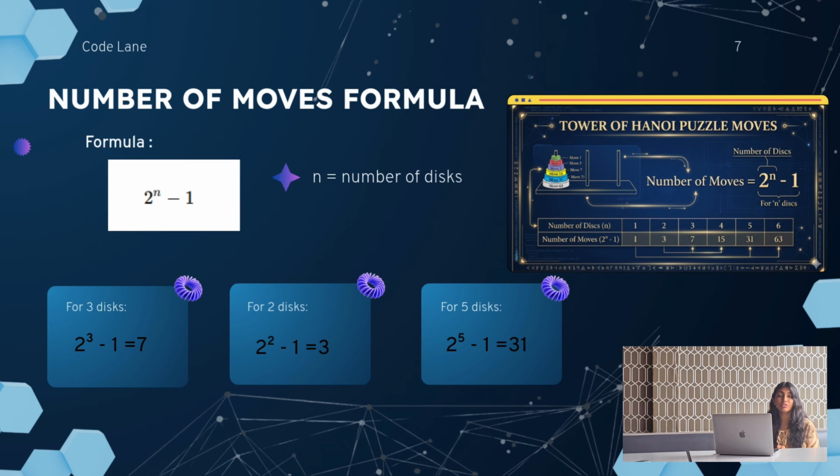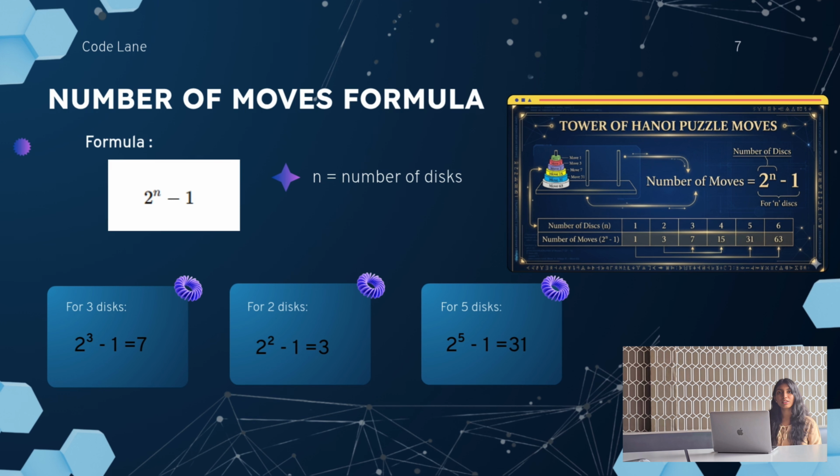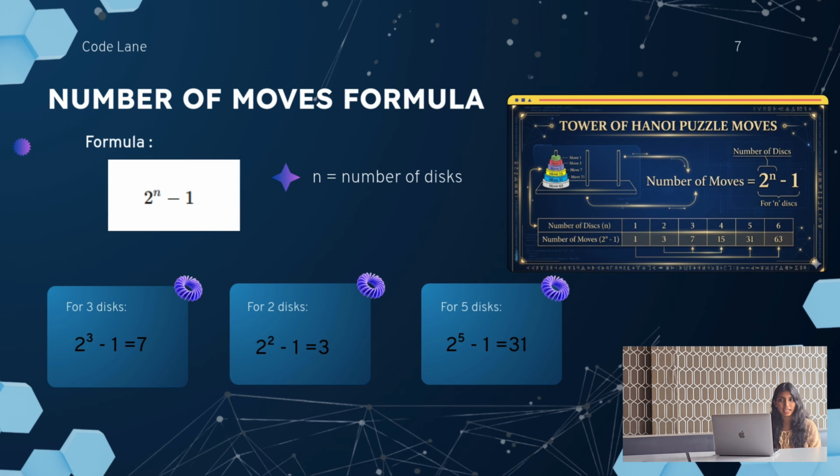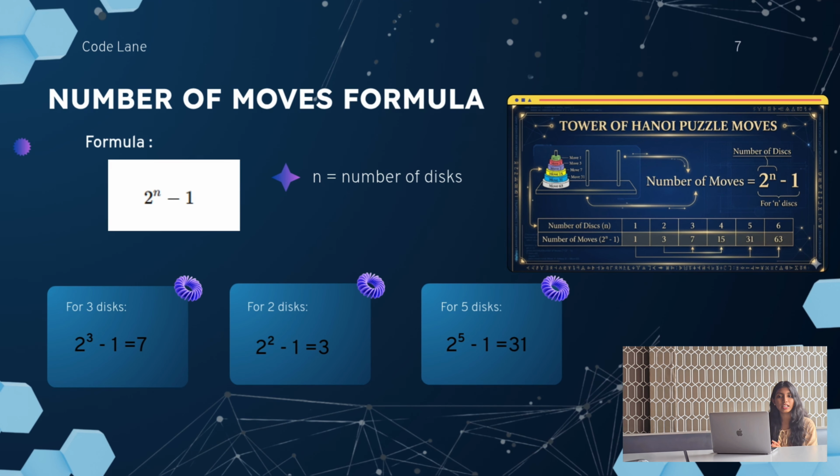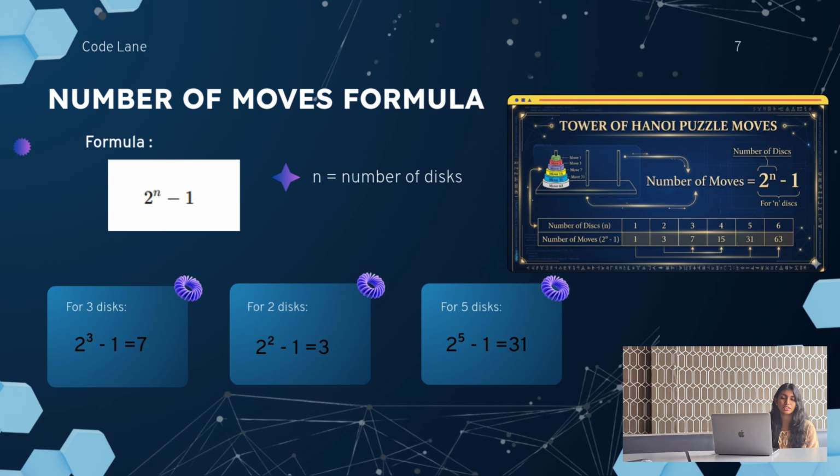So, this is the formula which is used to find the number of moves. This formula helps us calculate the minimum number of moves required. As you can see, the formula is 2 to the power n minus 1. Here the letter n represents the number of disks. For example, if we take 3 disks, 2 to the power 3 minus 1 equals 7, is the answer.